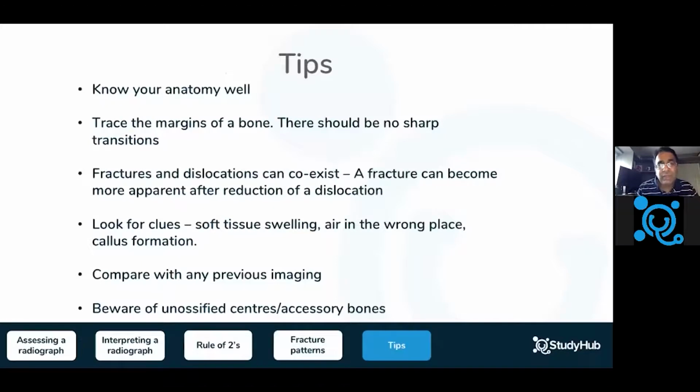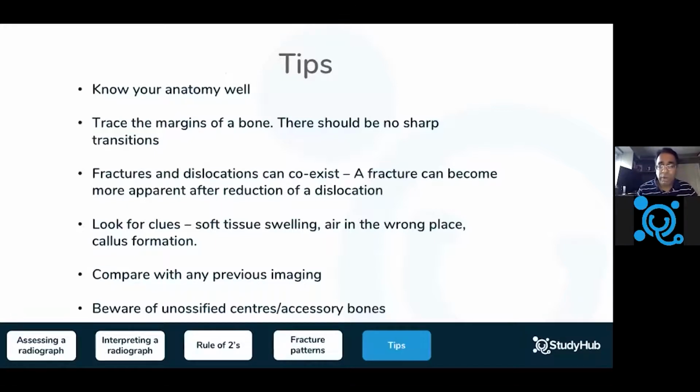So one of the things that I do when I view a radiograph is, first thing foremost, know your anatomy well. Okay, so you need to know what bone you're talking about, what are the various parts of the bone. So for example, in a femur, you have a femoral head, you have a femoral neck, you have the greater trochanter, the lesser trochanter. So you need to know your anatomy to describe it.